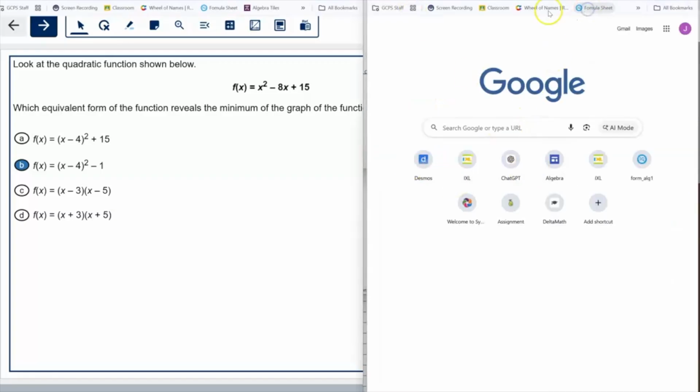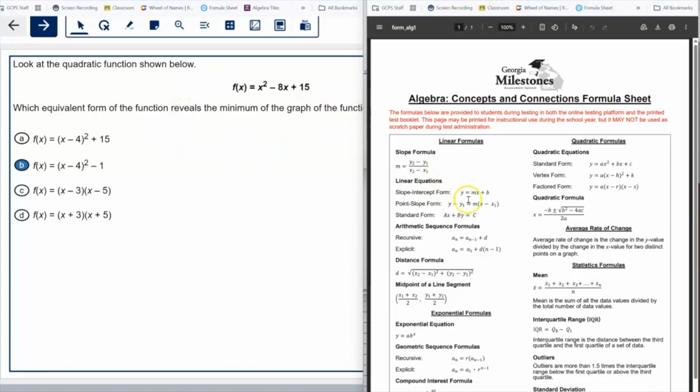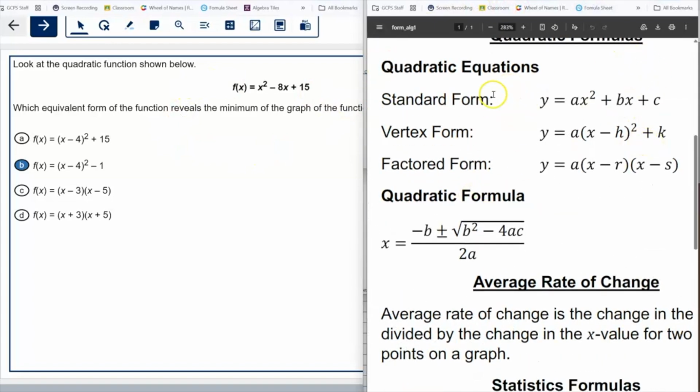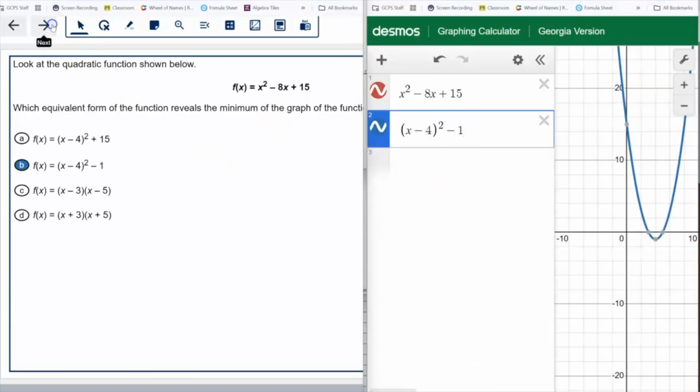So if we go to our formula sheet, we have quadratic functions. We have 3 forms. We have standard form, which is this one. We have vertex form, which has 1 parentheses, and you can see that's 1 parenthesis squared. And then we have factored form, which is 2 parentheses. So sometimes they'll specifically ask you to go from standard to vertex or standard to factored or factored backwards. You just need to know what the forms are, but you can get that right out of the formula sheet.